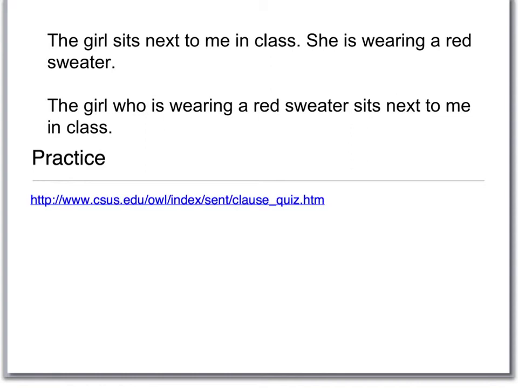So look at the example at the top. The girl sits next to me in class. She is wearing a red sweater. Really, those two ideas need to go together. And by using a relative pronoun, who, you can combine them into, the girl who is wearing a red sweater sits next to me in class, making a more mature sentence and tying your ideas together.